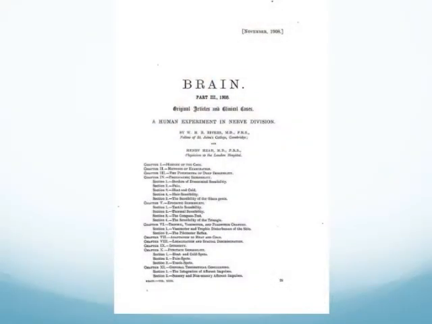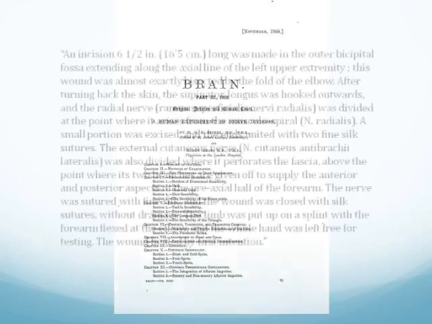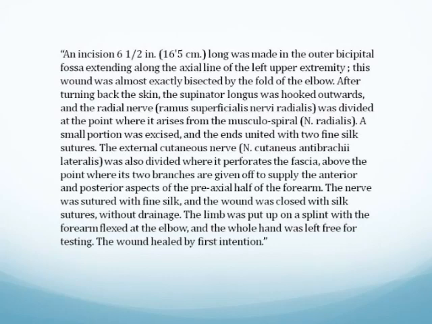But we know that Henry Percy Dean performed that operation. He performed it in 1903, but we had him perform it in 1909. And it was written up in Brain, which of course he went on to be editor of. And there's a fantastic description in there of the incision, 6.5 inches long, made in the upper bicipital fossa, extending along the axial line, etc. So we knew exactly what happened.